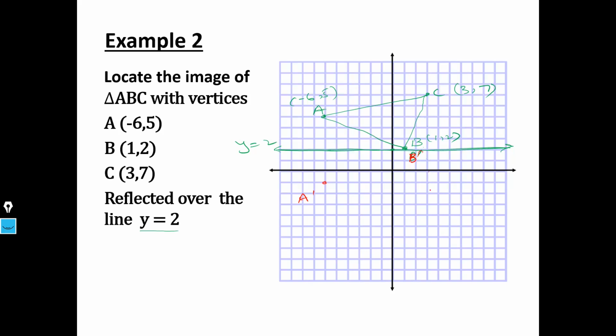1, 2, 3, and 1, 2, 3, 4, 5. It will be 1, 2, 3, 4, 5. This one is C dash. Now we join A dash to B dash. Then A dash to C dash. And B dash to C dash. So this is the exact inversion, or reflection, of ABC into A dash, B dash, C dash along the line y equals 2.